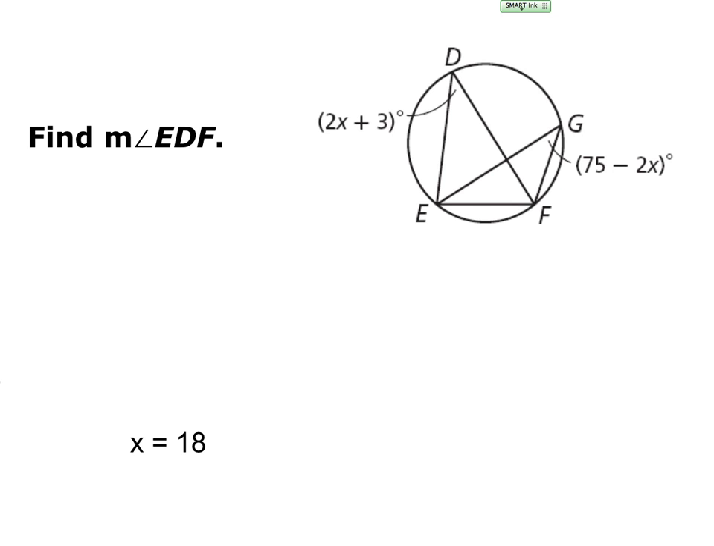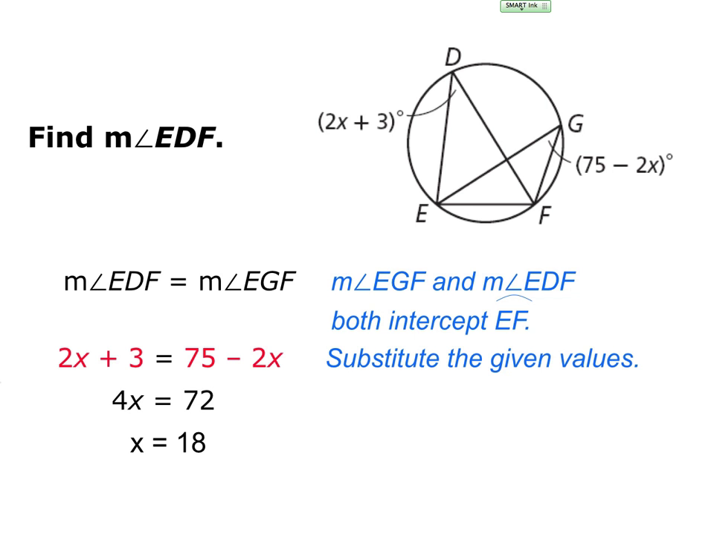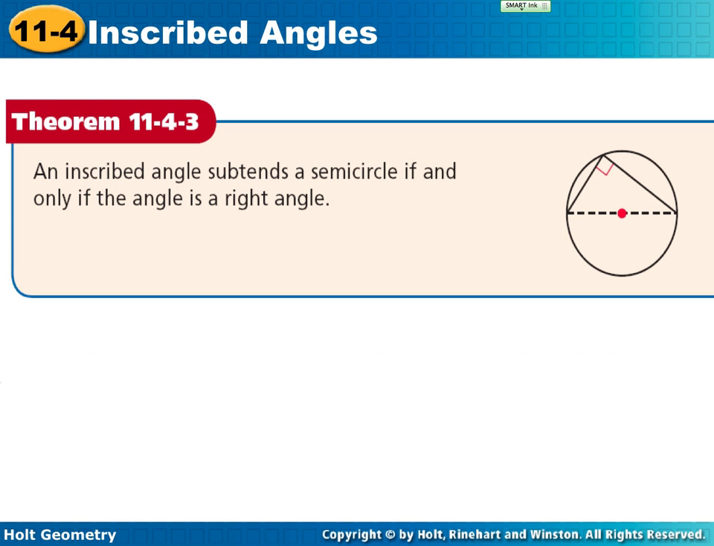41 or 33 or 39? 39? 18 times 2 is 36 plus 3. Oh, 39. But yes, I accidentally put the answer too early in that slide. But understand how to do the problem, set those two equal because they both are intercepting arc EF. Correct.